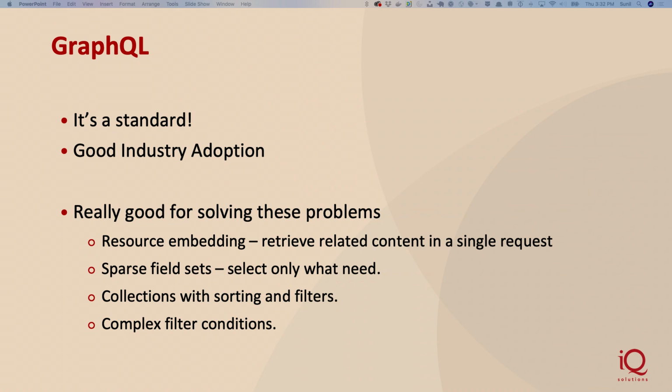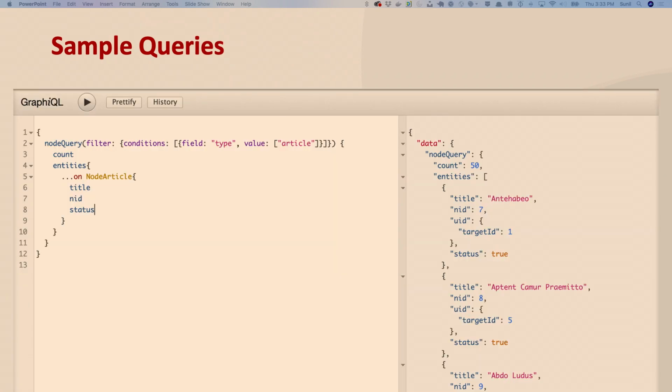So it's really good for solving problems like resource embedding, which is retrieving related content in a single request, sparse field sets, things that you only need, collections with sorting and filtering, and very complex filter conditions. I'm just going to show a couple of quick sample queries out here.